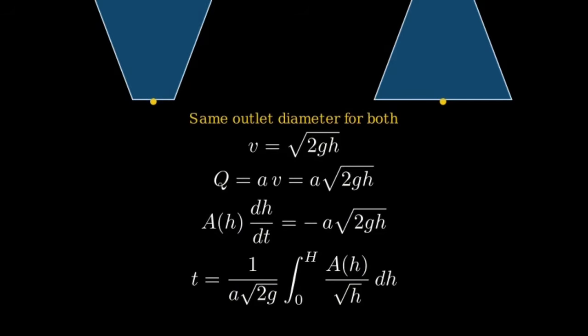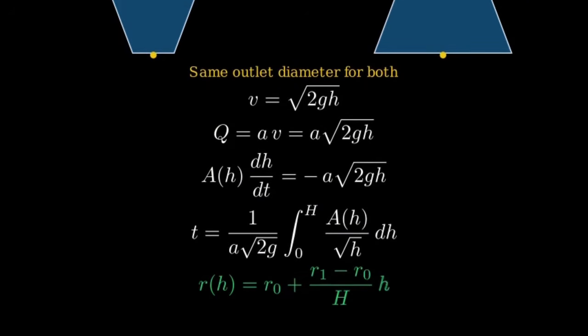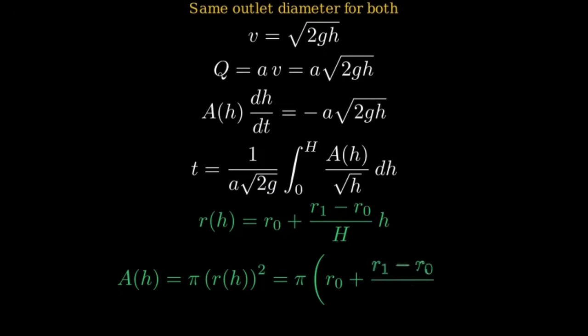Each tank is a truncated cone, also called a conical frustum. With straight walls we have similar triangles, so the radius varies linearly with height. R of h equals r0 plus the slope, (r1 minus r0) over H, times h. Then the cross-sectional area is pi times r of h squared. A of h equals pi times r of h squared. Plugging into the integral and simplifying gives a clean closed form for the emptying time of a frustum.